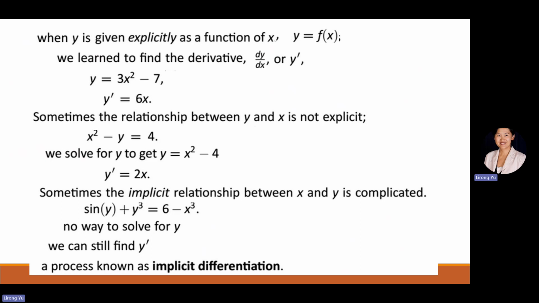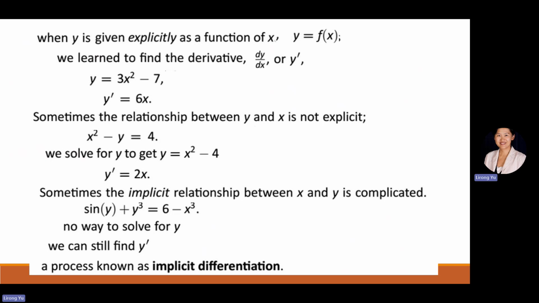But sometimes the function is so complicated that it is almost impossible to have the y by itself. For example, this one. We have sine of y plus y cubed equals 6 minus x cubed. So obviously on the left, you have a formula of y. On the right, you have a formula of x. And we have no way of solving for the y value. You can solve for the x value instead.